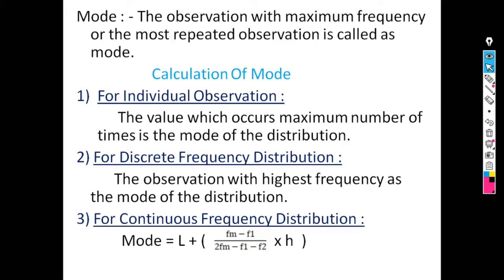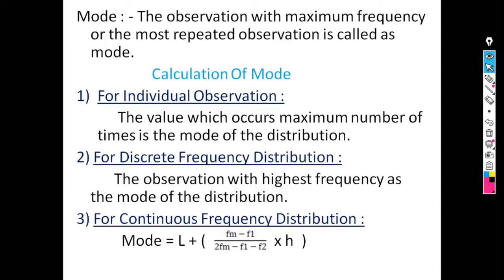Then we saw if there is a single observation with maximum frequency, then the distribution is known as unimodal. If there are two values which occur with maximum and equal frequency, then the distribution is called bimodal. And if there are more than two values of mode, the distribution is known as a multimodal distribution.